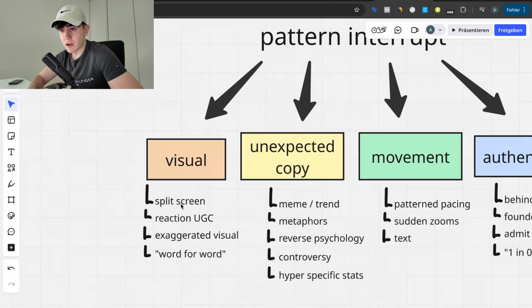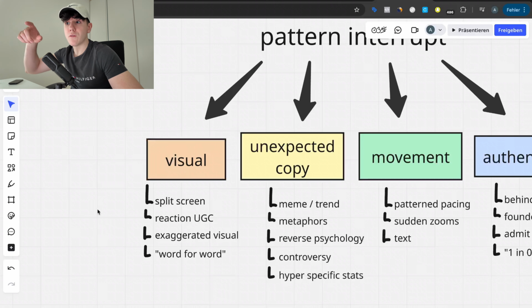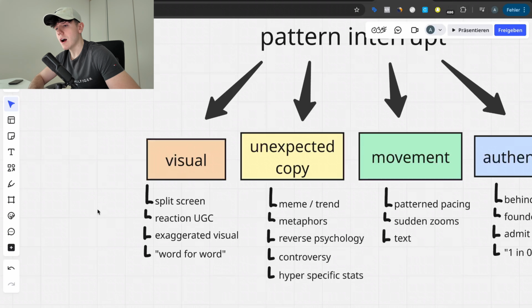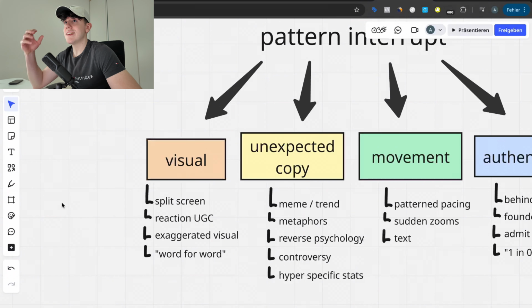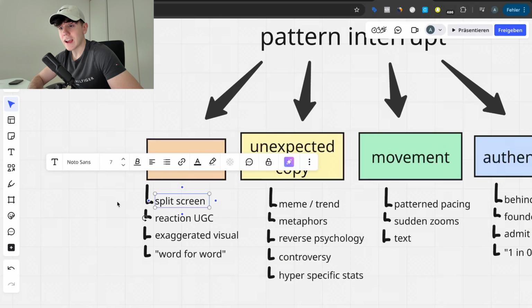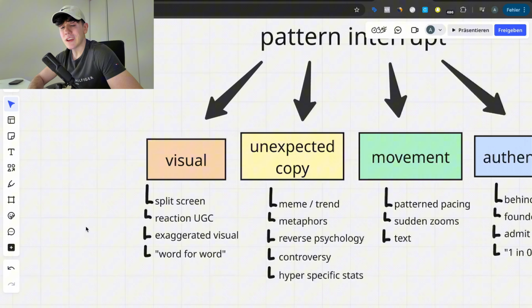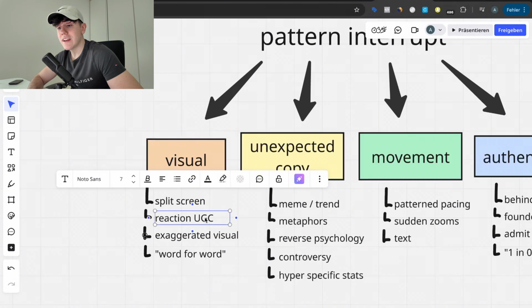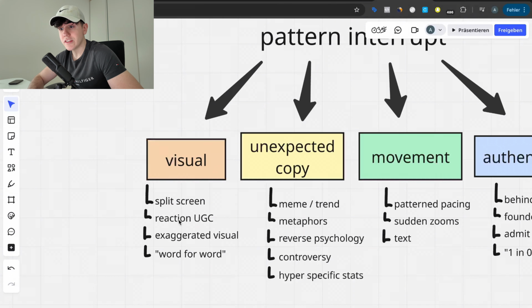Okay, what do these mean? Split screen, you've probably seen them, either 2 screens at once, or even a grid with 4, maybe even more than 4 visuals all at once in one frame. The reason why this works is because it kind of overstimulates their dopamine receptors, right? People scroll, all of a sudden there are 2 different screens, 2 different things to look at, left and right. Once again, this is a very, very powerful, easy pattern interrupt, and you see this with a lot of reaction stuff. And this brings me to the next thing, which is reaction UGC.